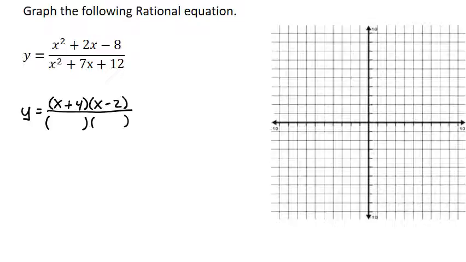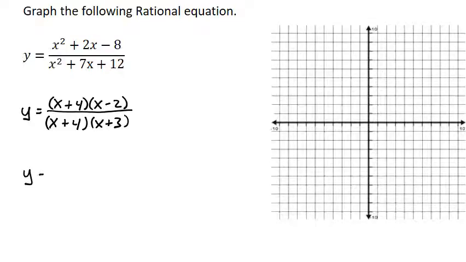I do the same thing now with the denominator. I've got x and x because of the x squared, and then I need two numbers that multiply to 12 and add to 7. I believe that's going to be a 4 and a 3, x plus 4 and x plus 3. 4 plus 3 is 7, 4 times 3 gives me my 12. So I'm now in factored form.